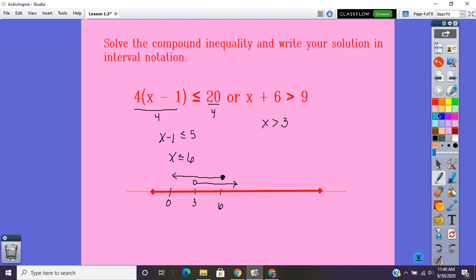Well, how do you write that in interval notation? Well, keep in mind, down on this end, we have negative infinity. This end, we have positive infinity. So if x can be anything, that means it can be anything from negative infinity to positive infinity. And that is your interval notation.